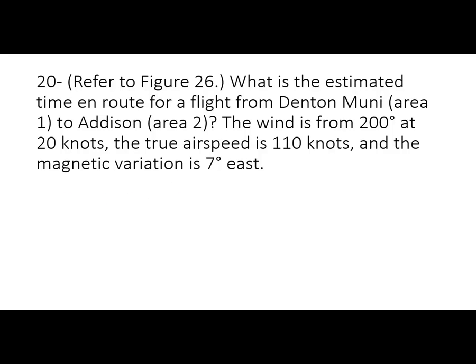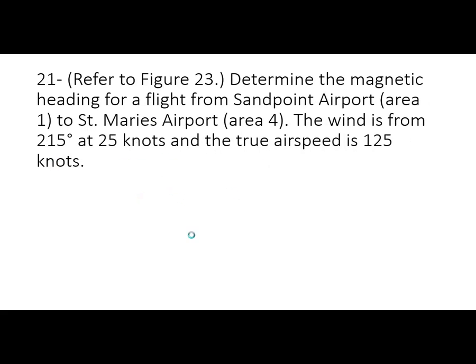Question 20, what's the estimated time en route? Again, you're solving for a time, speed, and distance question. And they've given you some extra information here. They've given you magnetic variation, but that's actually not very important to solve how long it's going to take. It will be important if you're going to try and figure out the magnetic heading or the compass heading, but for a time, speed, and distance question, that was just extra information.